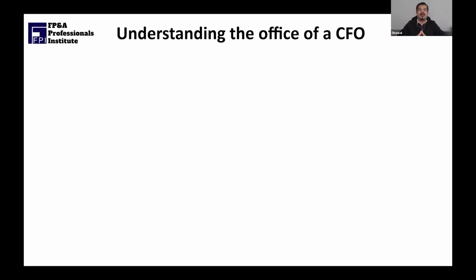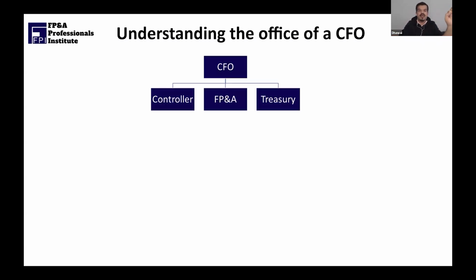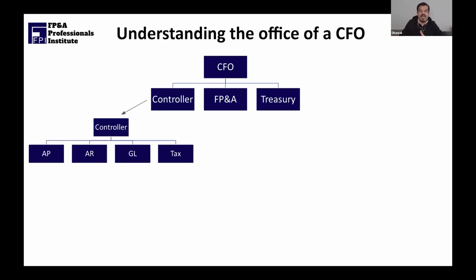So let's start by understanding the CFO's office. There are three primary responsibilities of a CFO. One is the controller function, where you are responsible for all the compliance elements. That is, you're publishing your financial audit, tax audit, the basic accounting hygiene, and reporting.